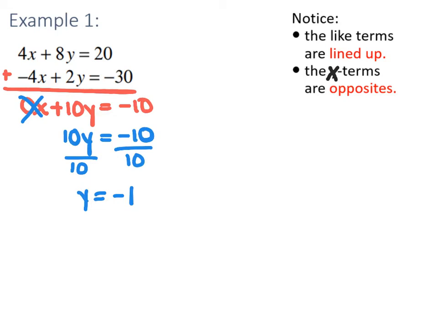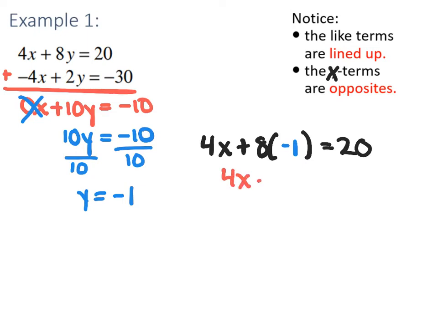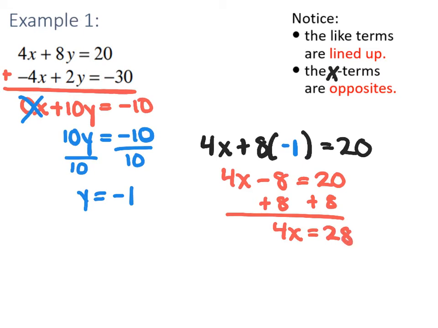Now once you have the value of y, you can plug it back into either of the original equations. So if I choose to plug it into the first equation, I would have 4x plus 8 times -1 equals 20. If I solve from there, I'll get 4x minus 8 equals 20. I can add 8 to both sides. So I'll have 4x equals 28, and divide both sides by 4 to get x equals 7.